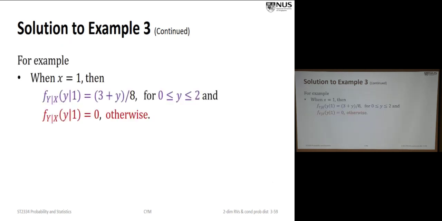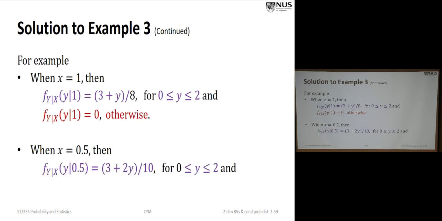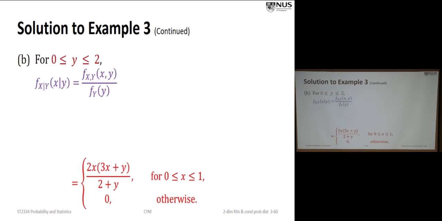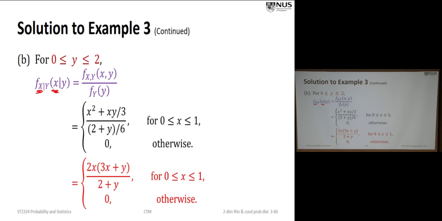All right, so here it is. So 0.5 is equal to this. So they are not the same. So we can work out the y given x. All right? So it's the same thing.